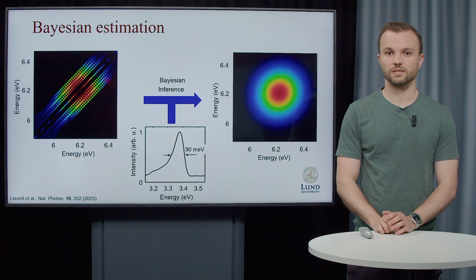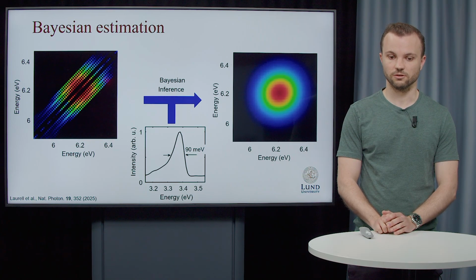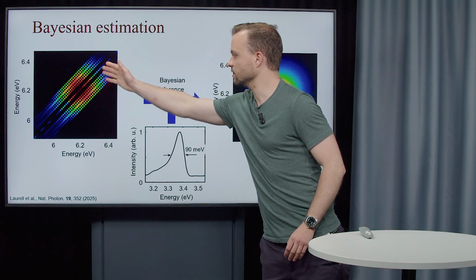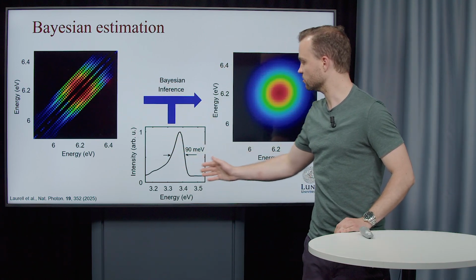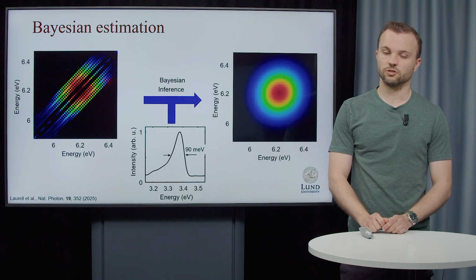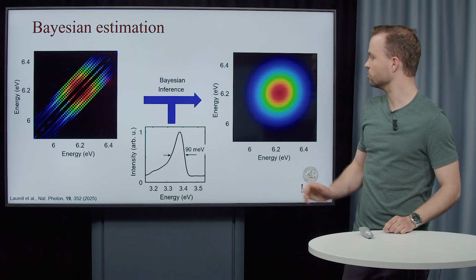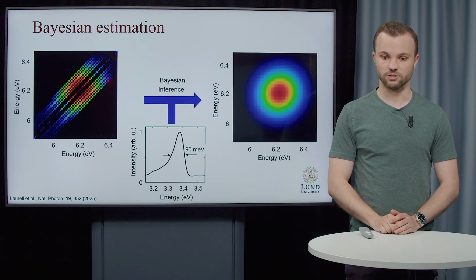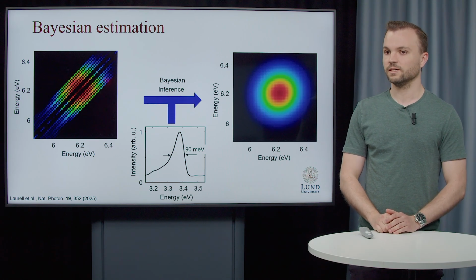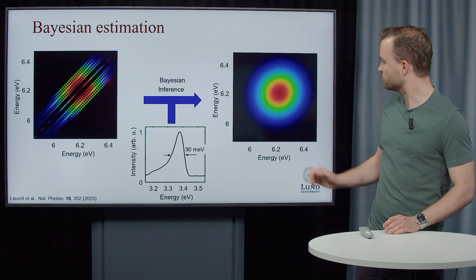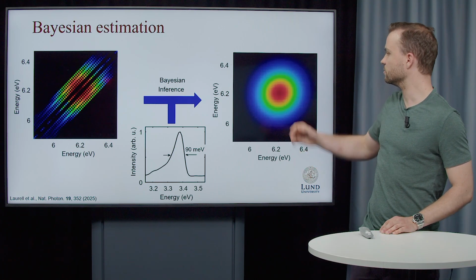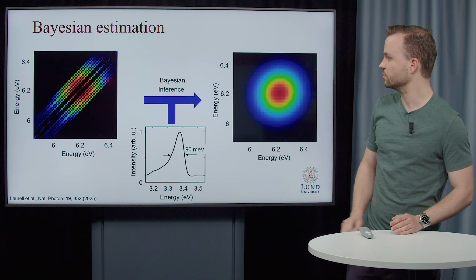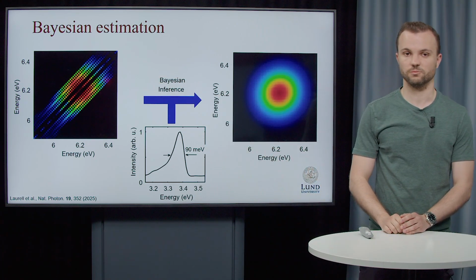Here, what we do is that we use a Bayesian estimation algorithm that, given the data that was measured, given a certain spectral response from the spectrometer, tries to reconstruct what is the most likely density matrix underlying this set of measurements. In this case, we see that the Bayesian estimation algorithm reconstructs a rather circular density matrix in good agreement with the initial measurement.